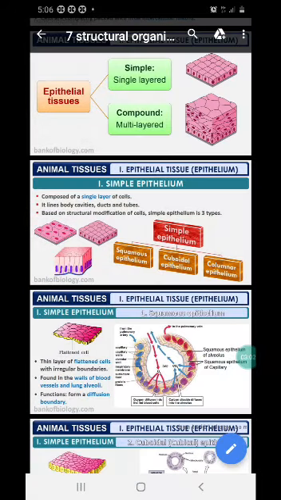Now the epithelial tissues are of two types. One of the specialties of this epithelial tissue is that all the cells are located on a non-living basement membrane. This is the basement membrane, on which the cells are arranged. If the cells are arranged in a single layer, only one layer, we call it simple epithelium. If it has many layers, it is called compound epithelium.